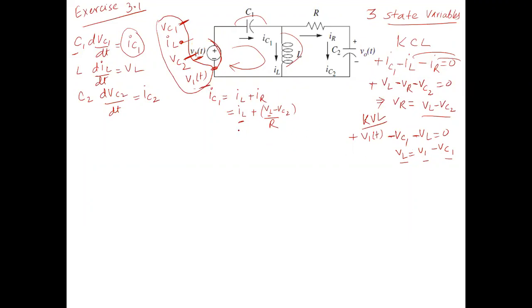So we are very happy. IL plus VL is V1 minus VC1. V1 minus VC1 minus VC2, right? VC2 divided by R2. So this is my IC1. IC1 is done. So do you think I can do a little bit and can you guys finish it? I got the idea, right?